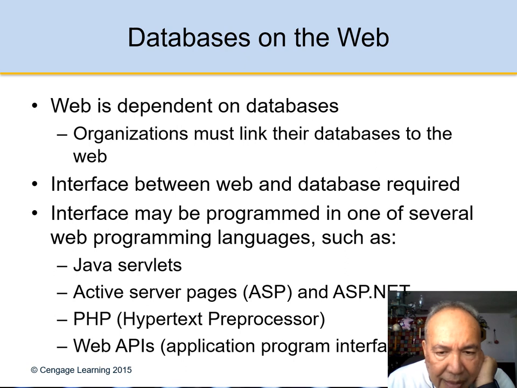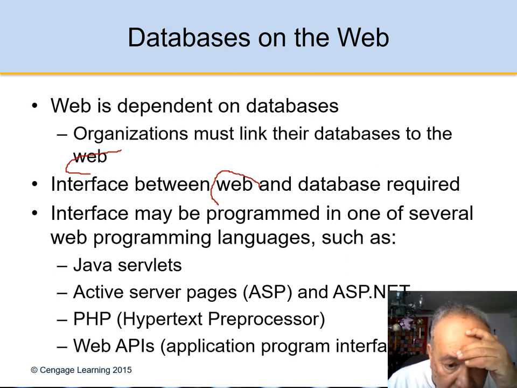Okay. Databases on the web. The web is dependent on the database. Organizations must link their databases to the web. The web is the internet that we talked about in week 6. So the interface of the web is what you see on the screen. Now these are some of the languages that you use: Java, Servlets, Active Server, PHP. Some languages that you use to program the web, and also the interface of the web.